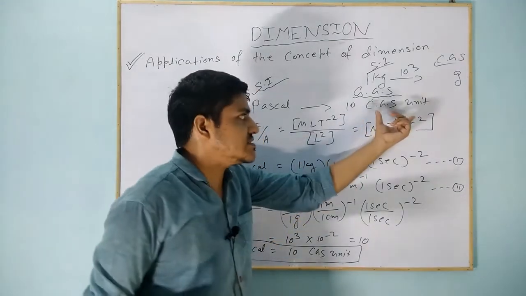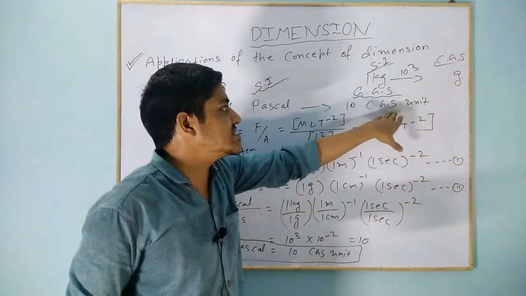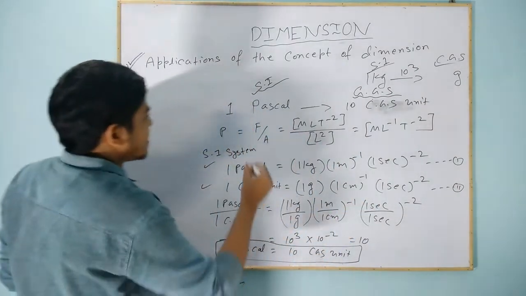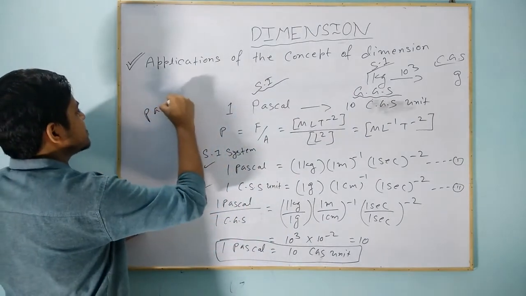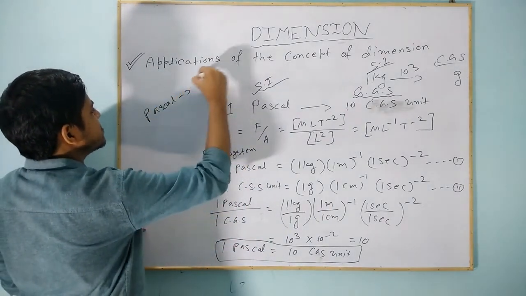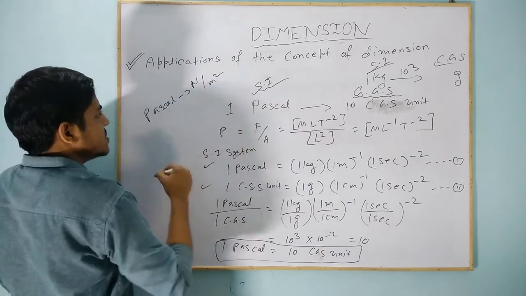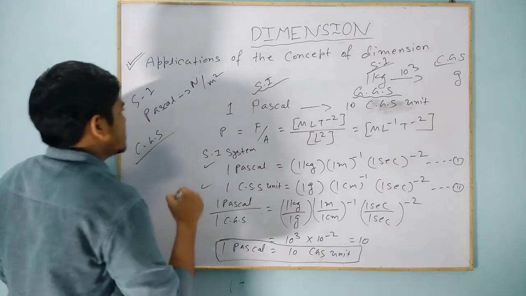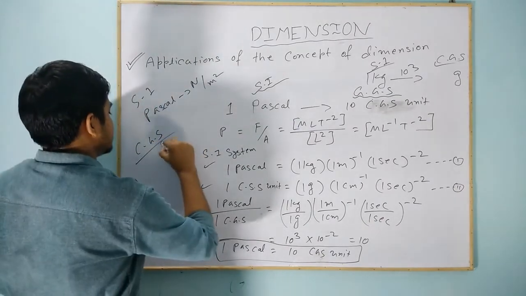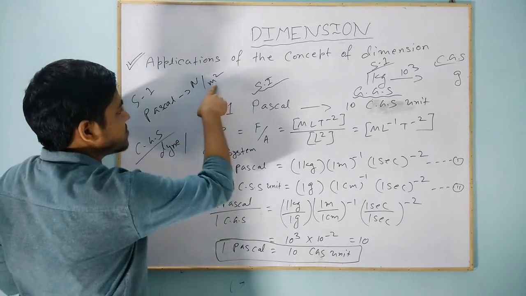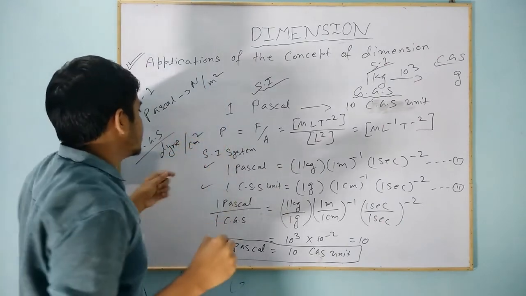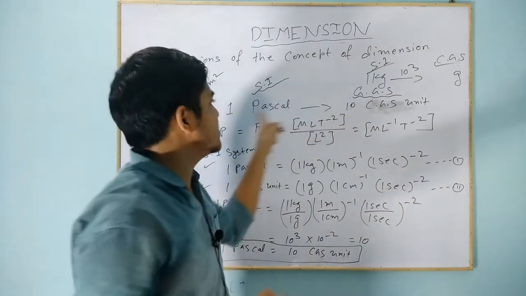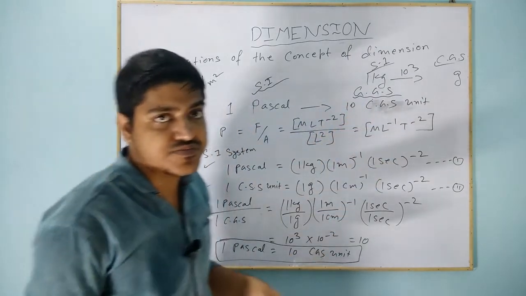I can tell you, for your information, that in CGS system of unit, the unit of pressure is dyne per centimeter square. See, what is Pascal? Pascal is just another name for Newton per meter square. That is the SI system. In CGS system, the unit of force is dyne and the unit of length is centimeter. So in CGS system, the unit of pressure is dyne per centimeter square. So we can say that 1 Pascal is equal to 10 dyne per centimeter square.